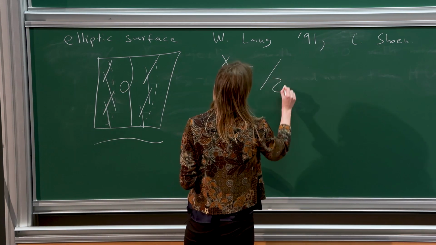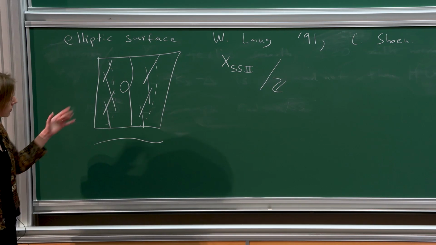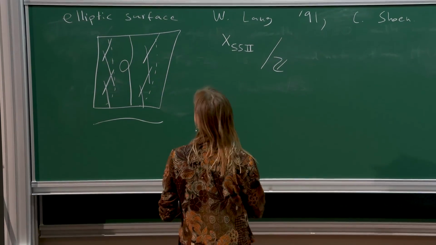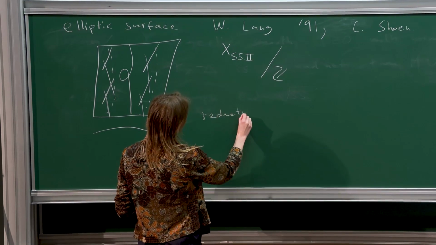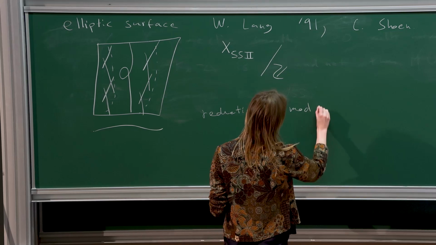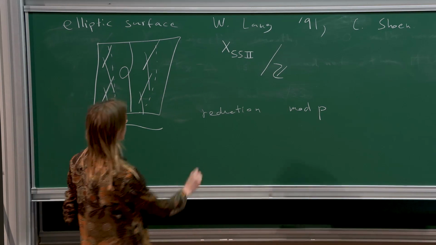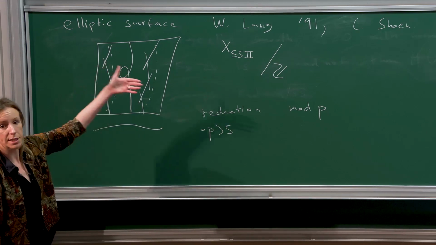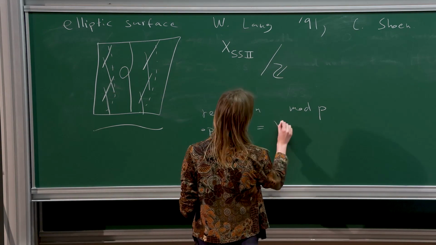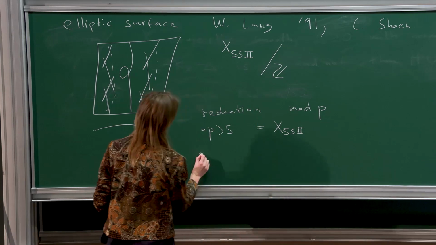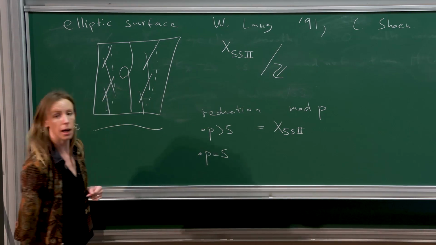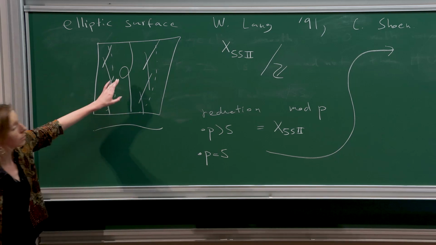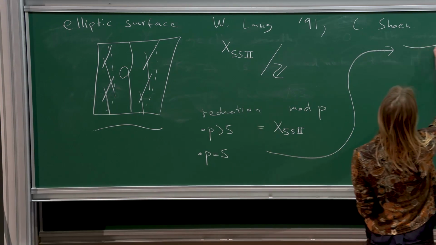And this surface has integer coefficients, and then interestingly, if you reduce this modulo p, then for p greater than 5, you still have a surface of exactly the same type. But when p is equal to 5, you have something else. So in p equal to 5, this node becomes a cusp. And so you have the surface that looks like this.